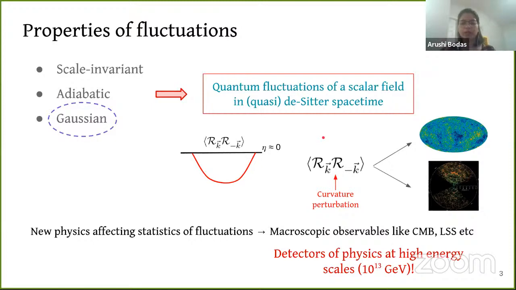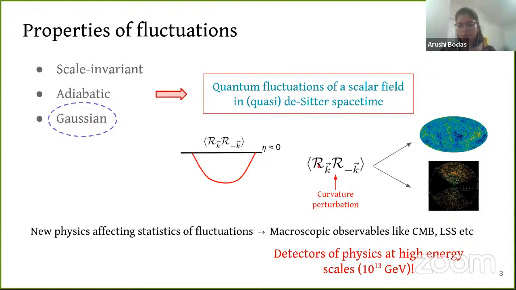To connect it in a more diagrammatic way, as we do in particle physics, we can think about a propagator of a real scalar and its correlation at the boundaries when inflation ends.